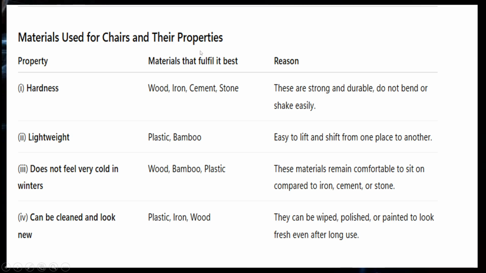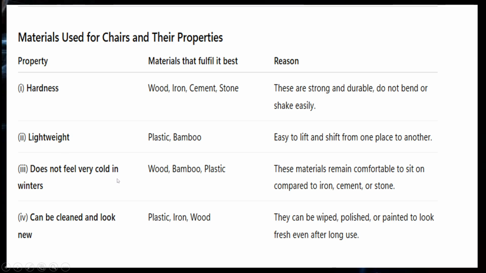Materials used for chairs and properties. Hardness: the materials that fulfill it best are wood, iron, cement, and stone. These are strong and durable and do not bend or shake easily. Second one is lightweight. If you want lightweight, these materials you should use, that is plastic or bamboo, to make a chair. Easy to lift and shift from one place to another.